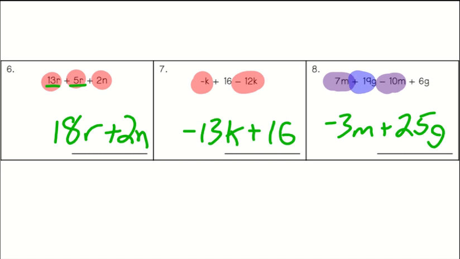Then we have a plus 19 and a plus 6g. So plus and plus, you're just adding them up, you get 25g. M and G are different variables. They can't be combined. So that would be step 2 on any equation. We distribute if it's there, then we're going to combine like terms. So far, this is all 6th and 7th grade math.